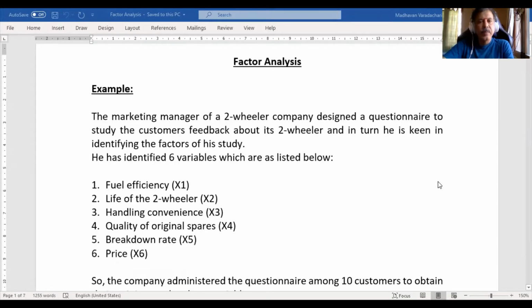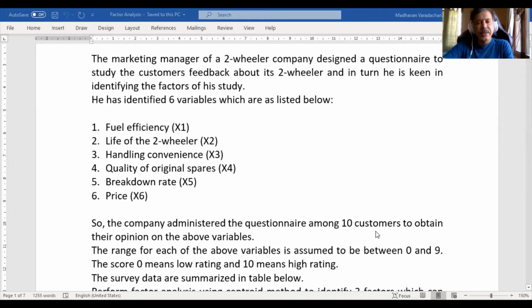So here is a question. The marketing manager of a two-wheeler company designed a questionnaire to study the customer's feedback about its two-wheeler, and in turn, he is keen on identifying the factors of his study. The variables he has identified are fuel efficiency, which we call X1, life of the two-wheeler, X2, handling convenience, X3, quality of original spares, X4, breakdown rate, X5, price, X6.